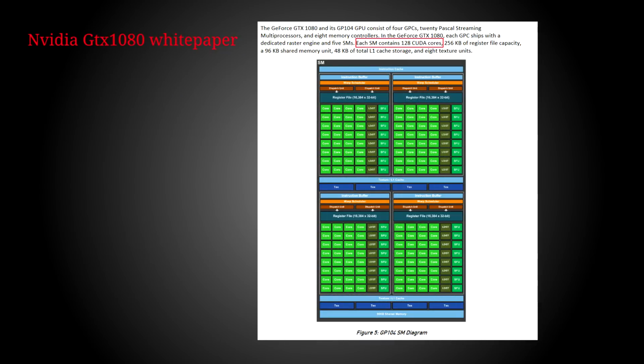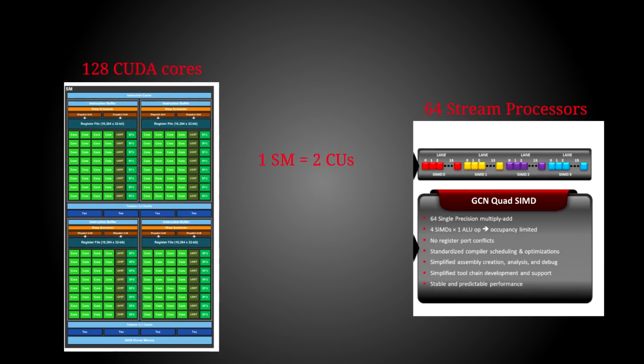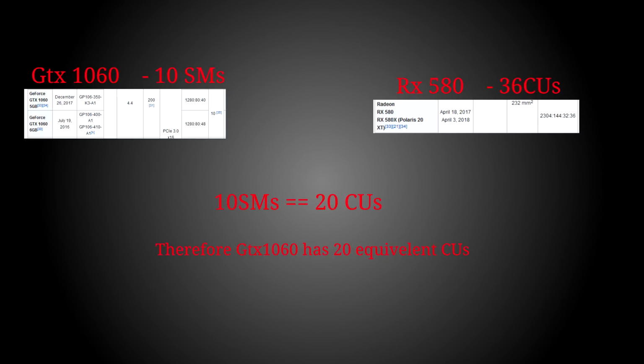So let's start with Pascal. Those GPUs have 128 CUDA cores per SM. GCN is using 64 stream processors per compute unit. What this means is that one Pascal SM is equal to 2 GCN compute units. So looking at the GTX 1060 with 10 SMs compared to the RX 580's 36 compute units doesn't mean to say the RX 580 has almost 4 times the compute hardware, because the 1060's SMs are twice as big, meaning the 1060 actually has 20 equivalent compute units.